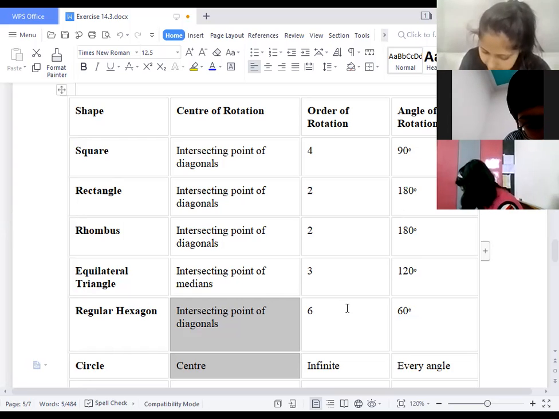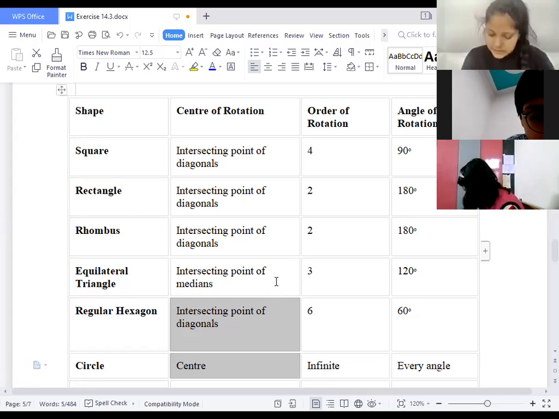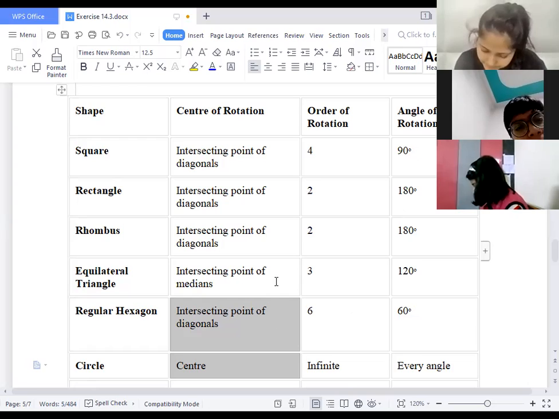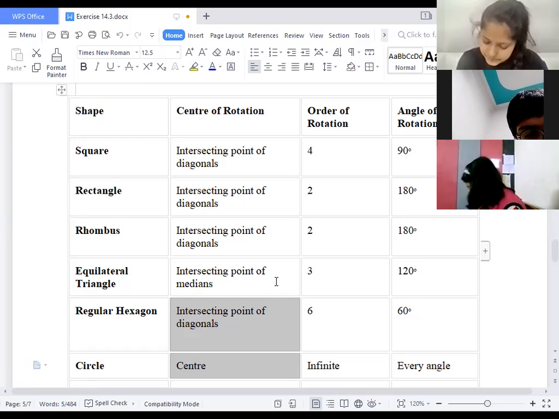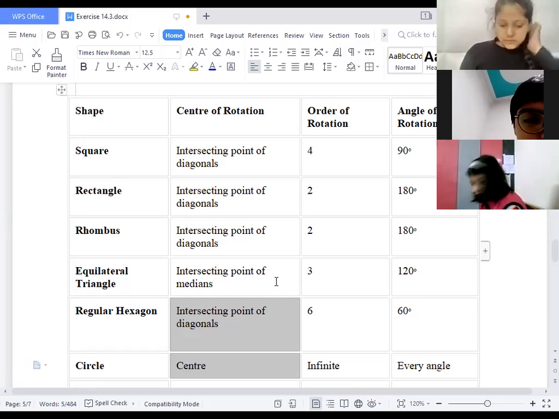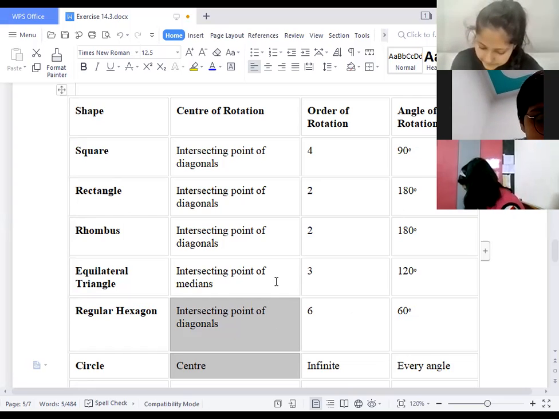In an equilateral triangle, the intersecting point of the medians, where the 3 medians meet, is called the center of rotation. The order is 3, it rotates 3 times, and the angle is 120 degrees when they are rotating.